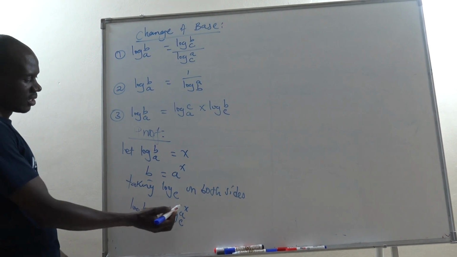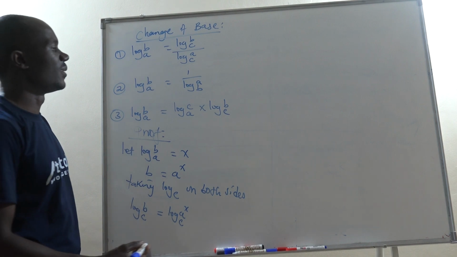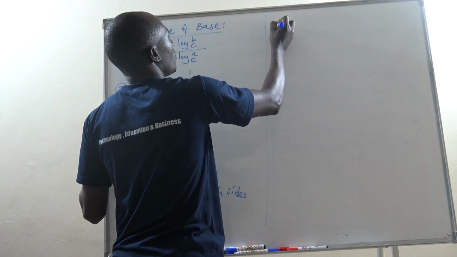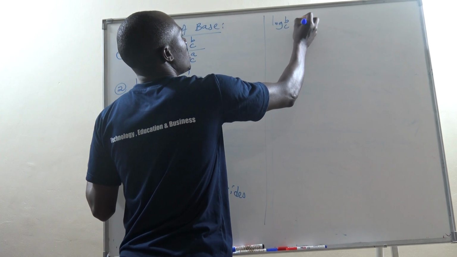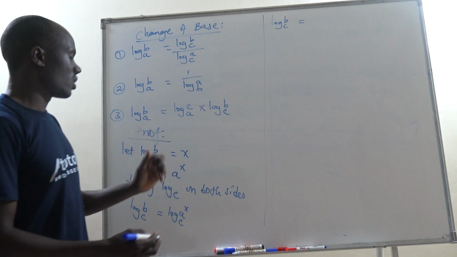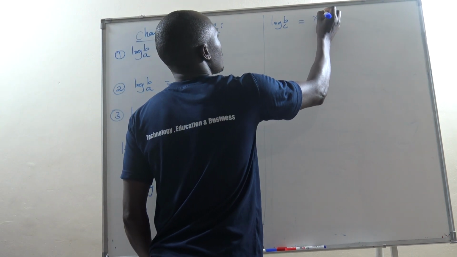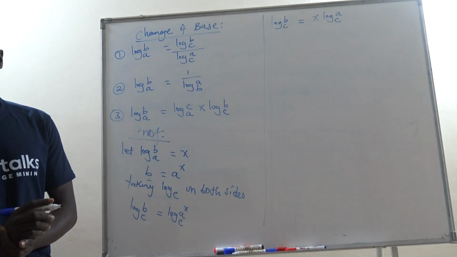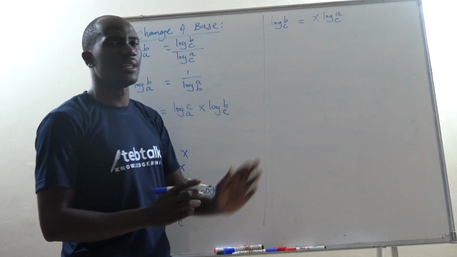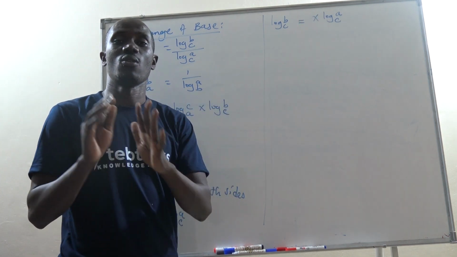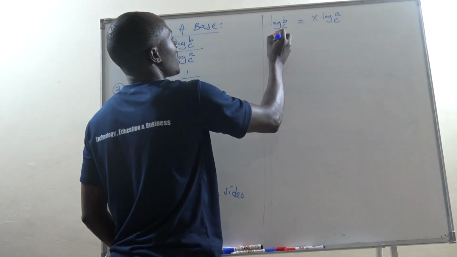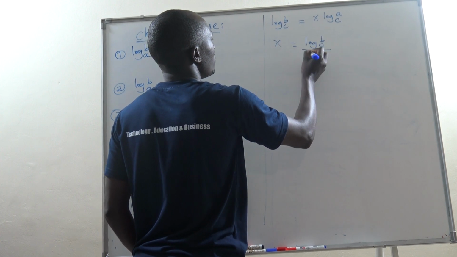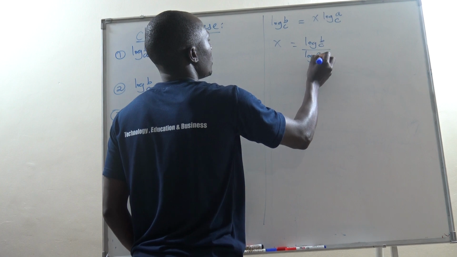From our rule, this power x is brought down here. What do I remain with? I am going to remain with log of b to base c is the same as x log of a to base c. So can we make x alone? How can I remain with x after reaching that step? Divide throughout by log of a to base c. So x alone equals log of b base c all over log of a to base c.